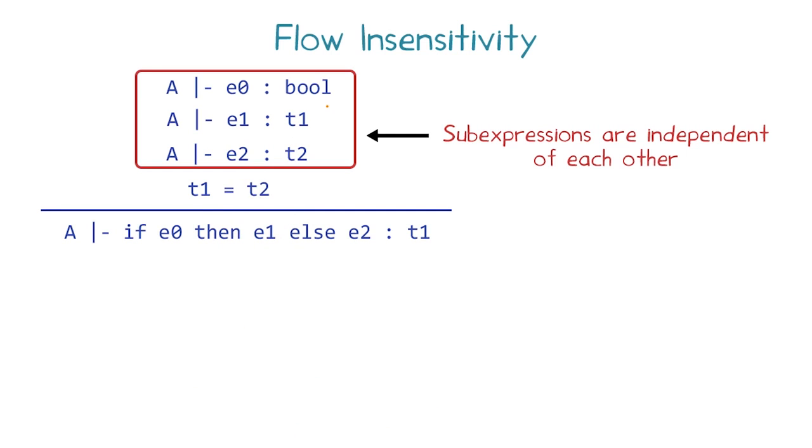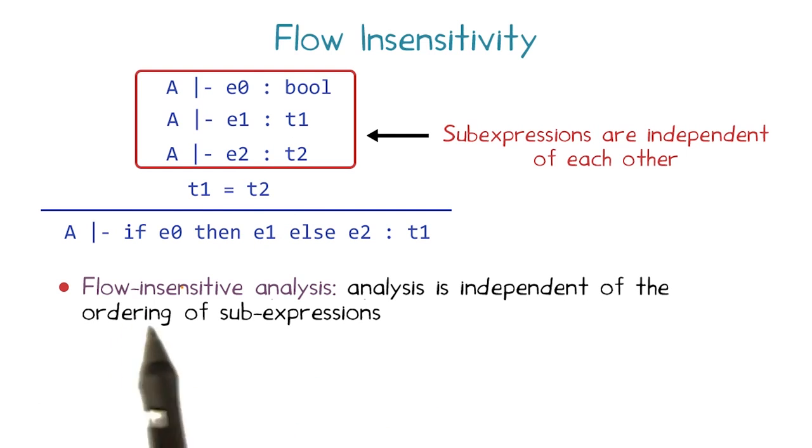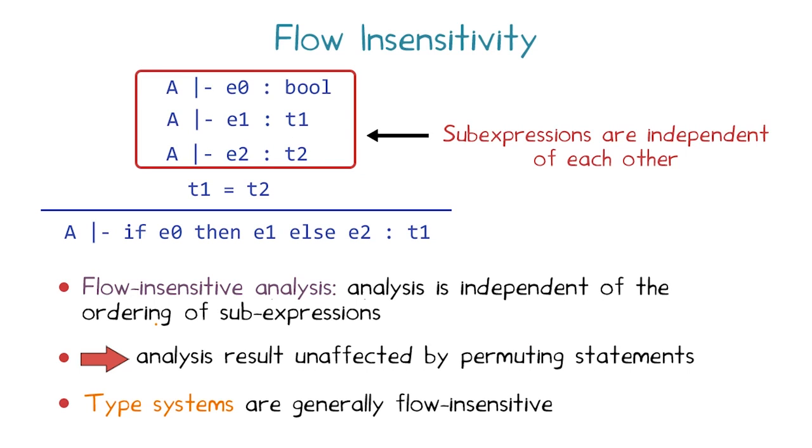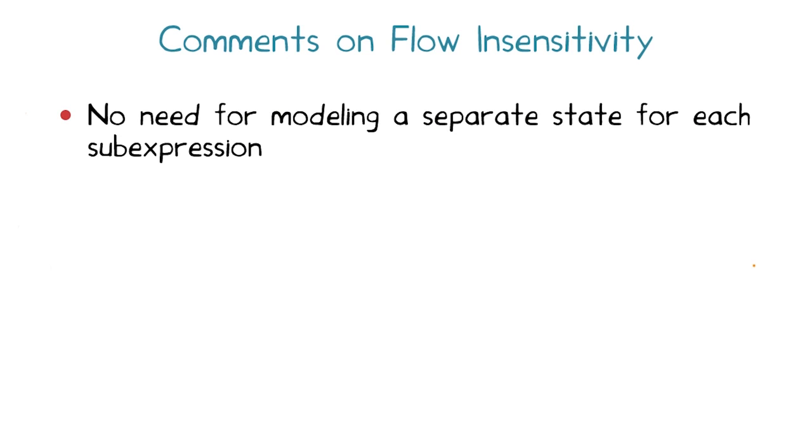This is called flow-insensitive analysis, which you may recall from our study of pointer analysis. The analysis is independent of the order in which the statements appear in the program. In effect, it treats the program as a set of statements with little other structure imposed. In practice, you'll find that most type systems are flow insensitive. The reason for disregarding the control flow of the program is the usual reason for abstraction in static analysis. It simplifies the representation of the program state that our algorithm operates on. In particular, there is no need for modeling a separate state for each sub-expression.